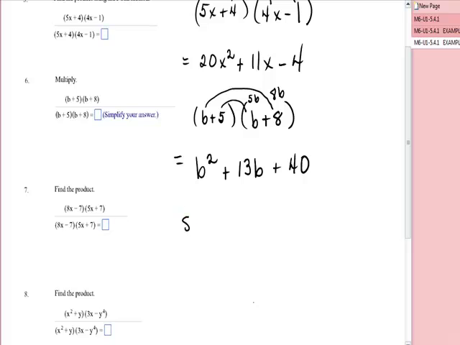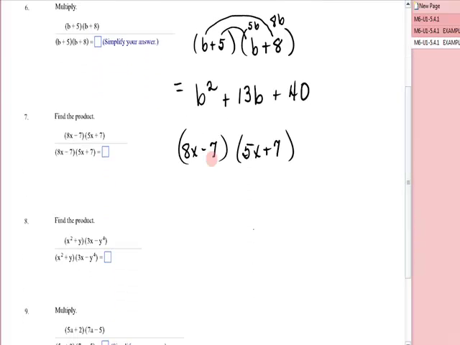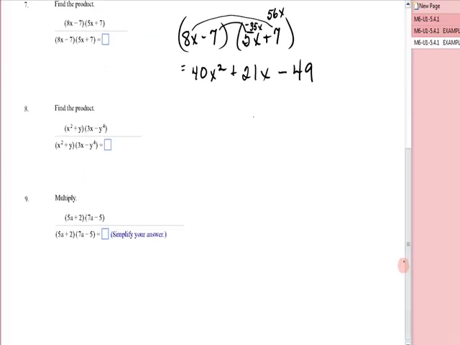All right, next, I have 8x minus 7 times 5x plus 7. The product of the first is 40x squared. The outer product is 56x. The inner product is negative 35x, which gives me a positive 21x. The product of the last is negative 49. All right, just a few more.